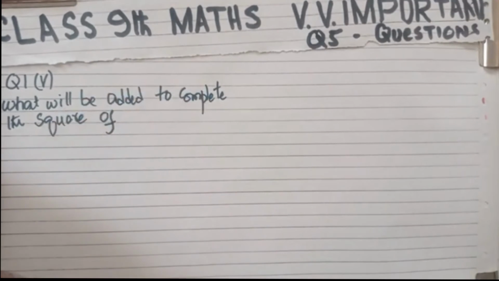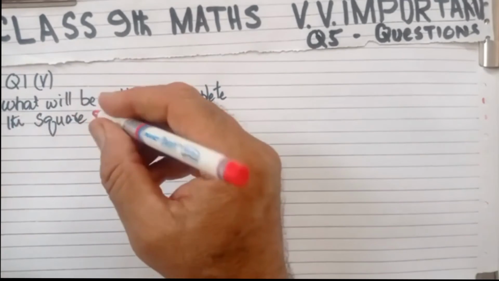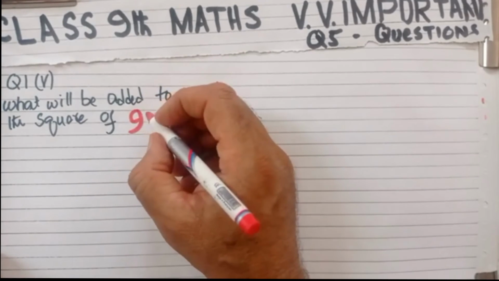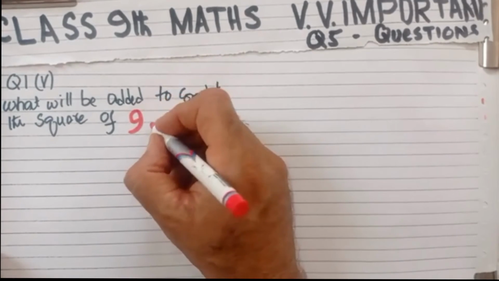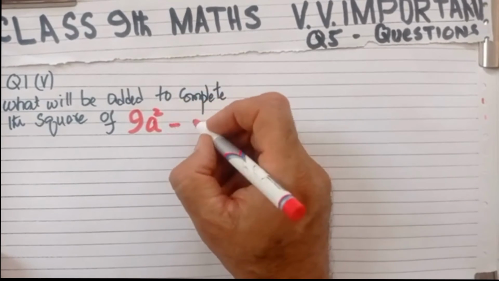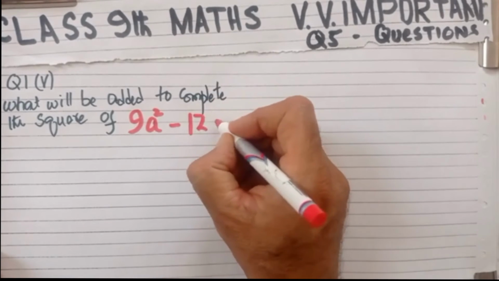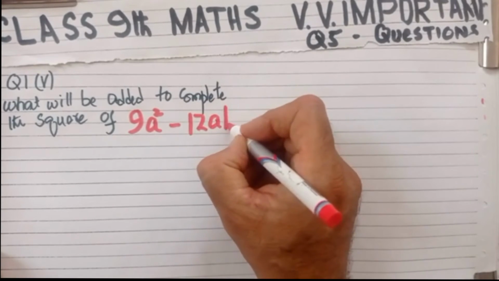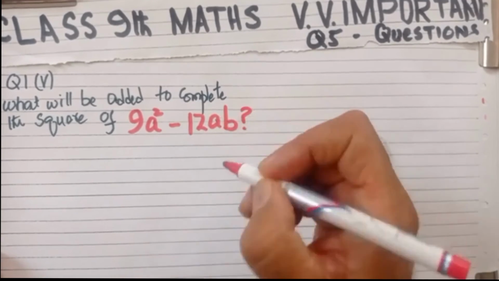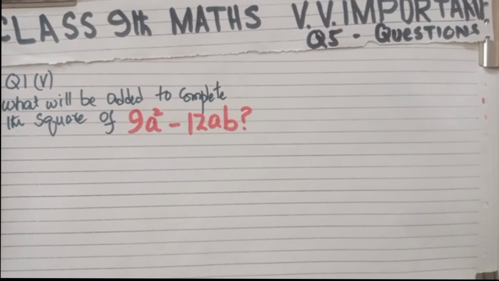Now the question that he has written over here is 9a square minus 12ab. So he says this is very important, and this is the main practice of your previous work.